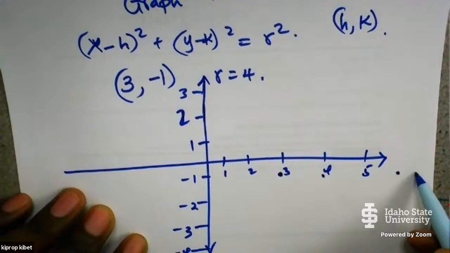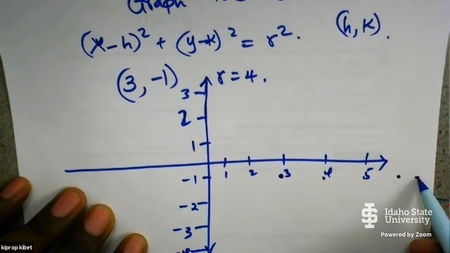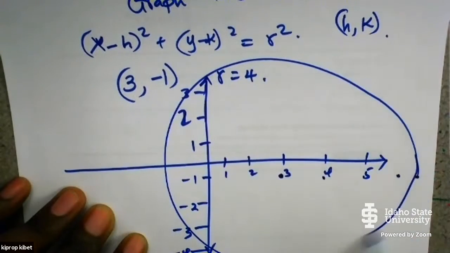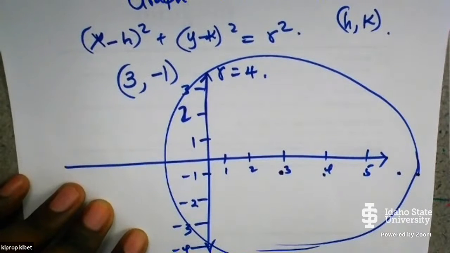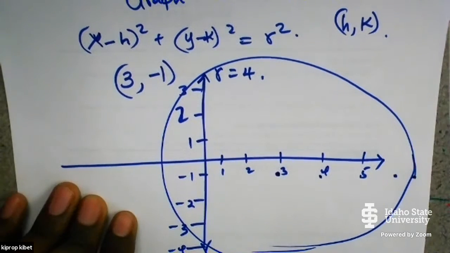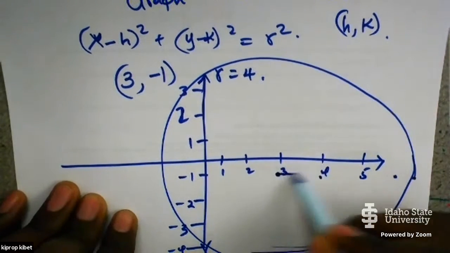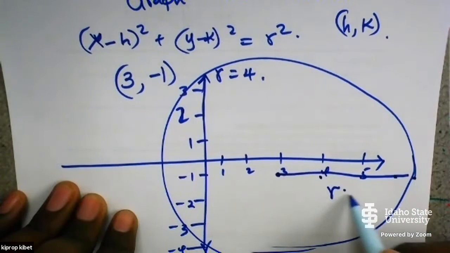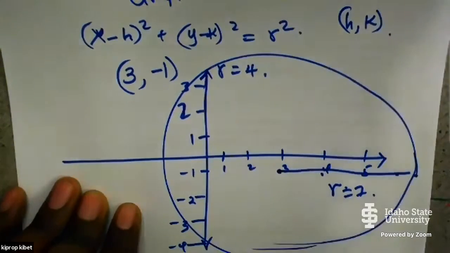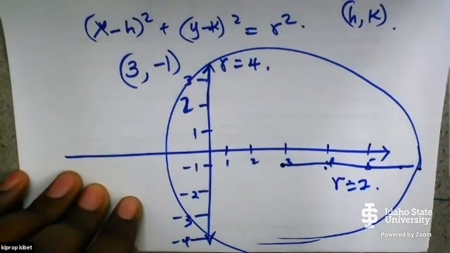So this is 3, and then it goes to 4, 5, up to 7, right? And then we draw a circle. So it forms a circle with the radius 4, touching 7 at the right, and at the top and bottom and everywhere. So this is our r, which is equal to 4. That's it. So that is how to draw the circle.